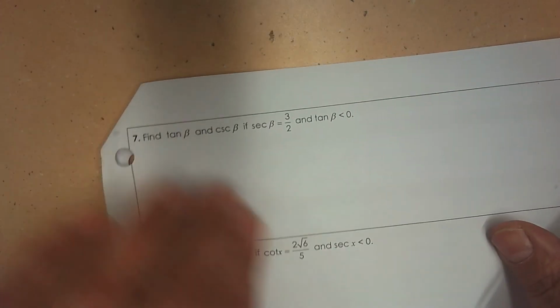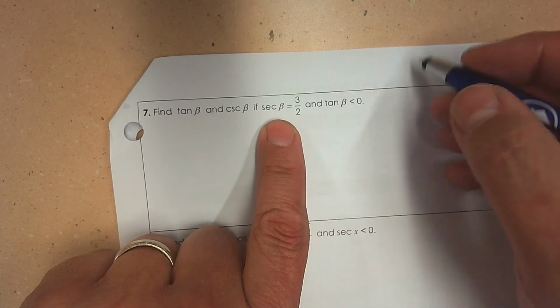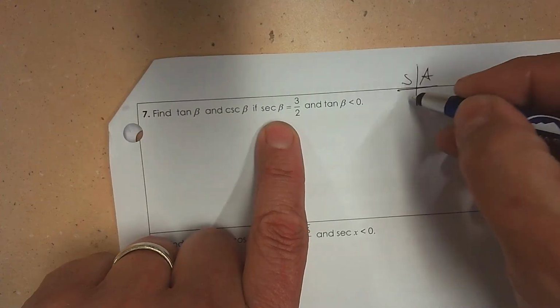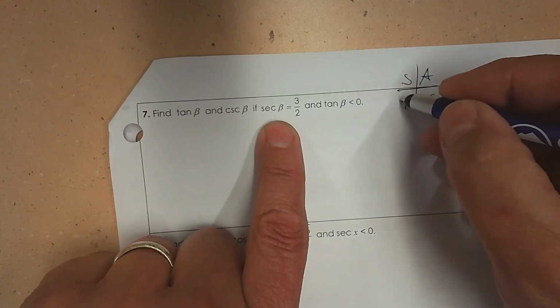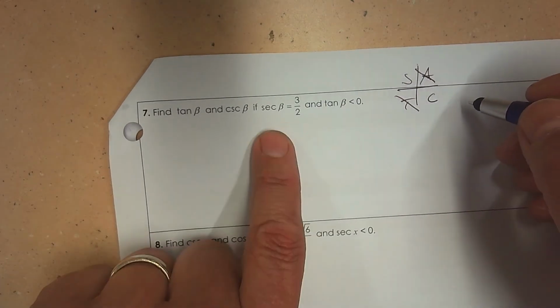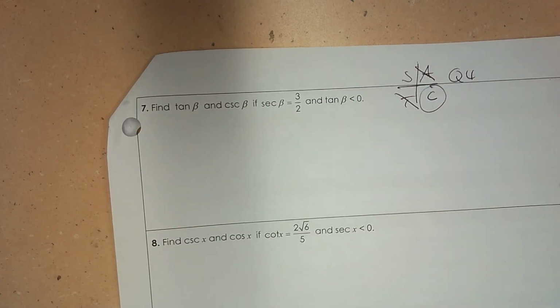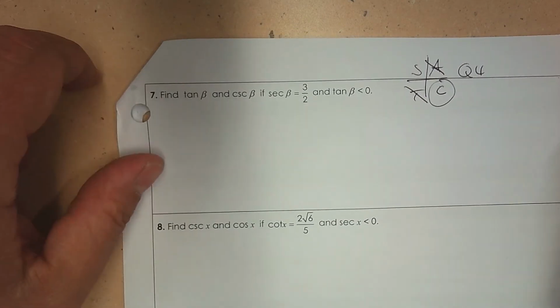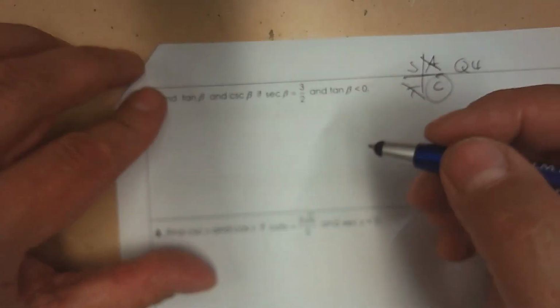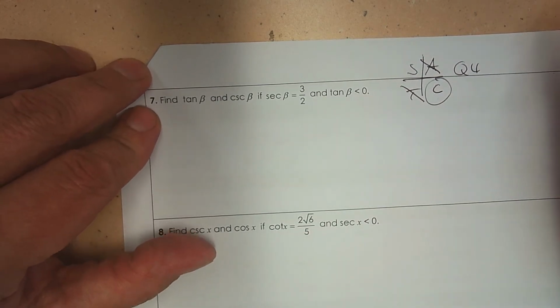Let's make sure I know what quadrant we're in. It says that tangent's negative, and it says that secant's positive. So we have to be in quadrant number 4. What do we know that can help us here? We can use the Pythagorean theorem for tangent and secant too.